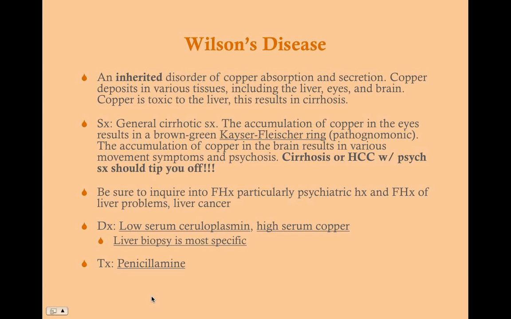You will also get copper deposition in the eyes, in the iris. Accumulation of copper in the iris results in a brownish-green Kayser-Fleischer ring. It's just a green ring around the iris, and I'll show you a picture of that. It's called the Kayser-Fleischer ring, and it's essentially pathognomonic for Wilson's disease, most visible on slit lamp examination.